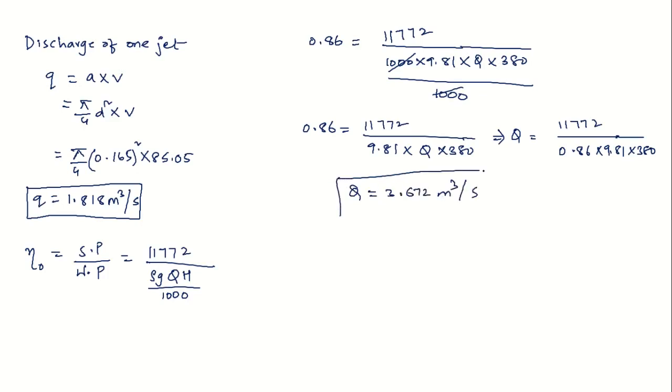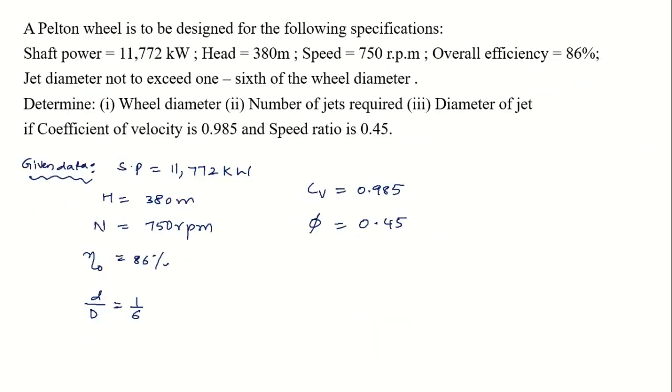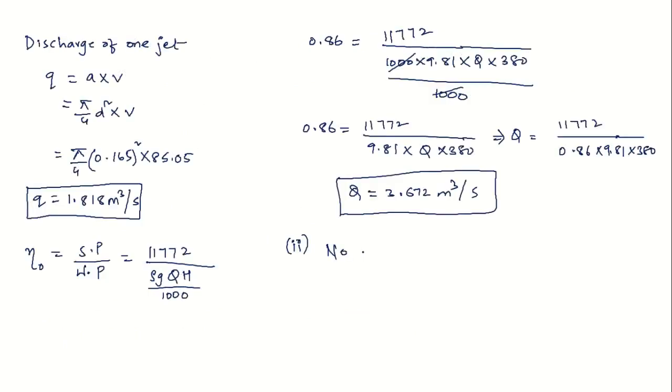Now let's calculate our second one, which is the number of jets. Make this number 3, because number of jets is the second question. So number of jets is equal to, what is the formula? Total discharge by discharge through an individual jet, which is equal to 3.672 by 1.818. So how much will we get for the number of jets? We will get around 2. So this is how to solve the design of Pelton wheel question.